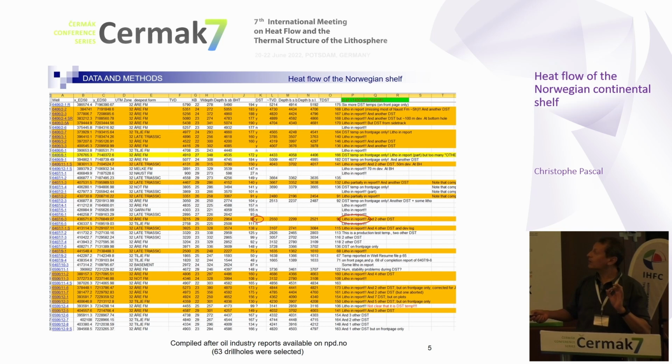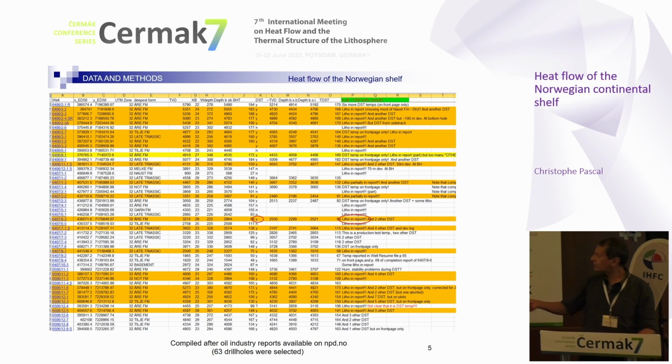Why 63? Because we wanted to have both a good, precise description of the lithology all along the well, down to the depth of measurement of the temperature. And second, we wanted to have drill stem test temperatures, not bottom hole temperatures, because the quality of bottom hole temperatures is very, very difficult to estimate, at least from the reports from industry themselves.